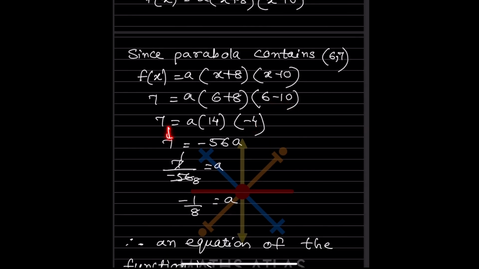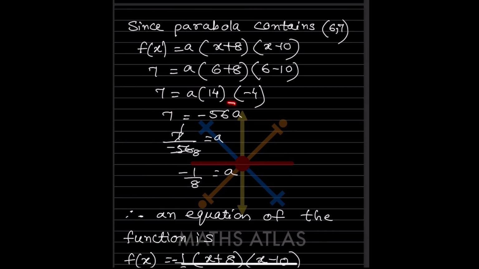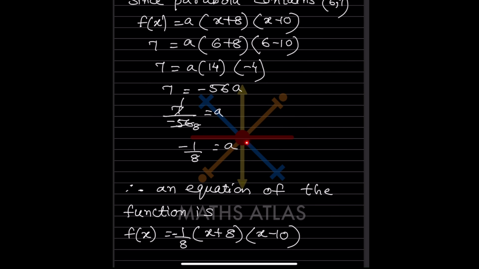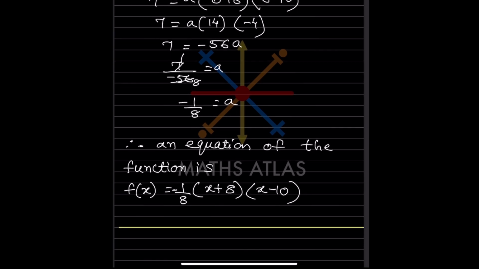So now what will you do? 14 times 4 is 56, but this is minus, so you will write minus 56 times a, because this is all multiplication. So minus 56 will go on this side. So this is 7 equals minus 56a, and 7 ones are 7, 8 sevens are 56, so the value of a is minus 1 by 8, because you can write this minus in the numerator. So now the equation will be what?